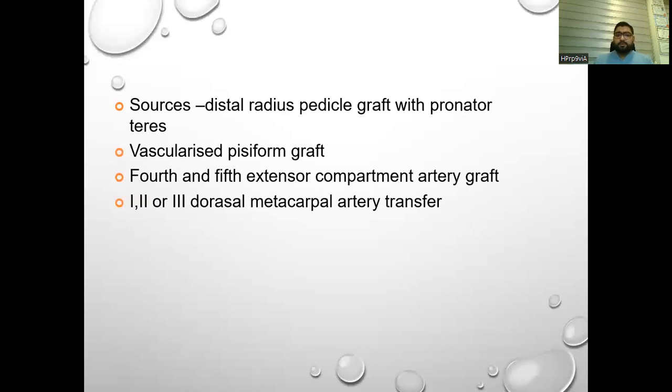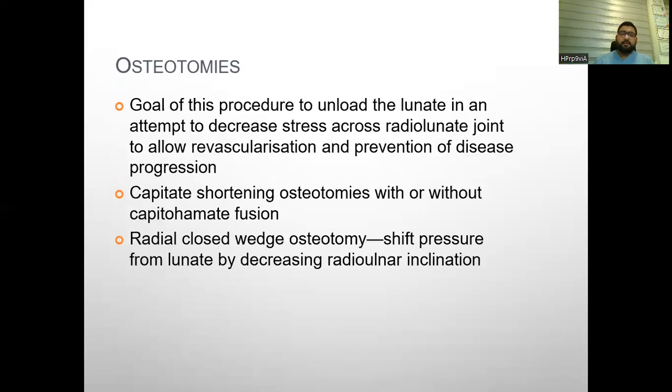So what are the sources of revascularization? The sources of revascularization include distal radius pedicle graft with pronator teres, vascularized pisiform graft, 4th and 5th extensor compartment artery graft, and 1st, 2nd, or 3rd dorsal metacarpal artery transfer. These are the different options for revascularization.